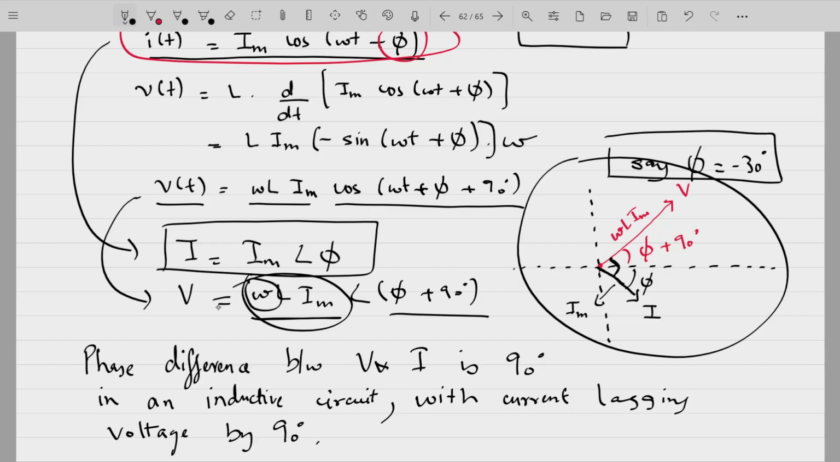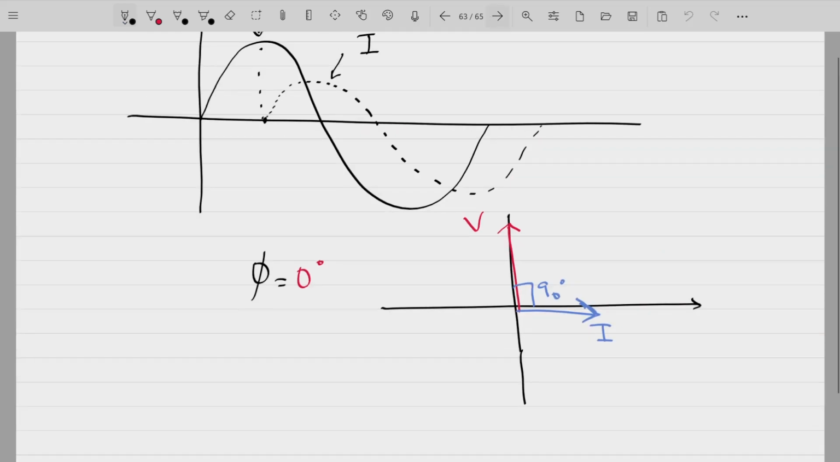Also you have to know that omega is getting multiplied here. The typical value of omega, as you know, is 2 pi into 50, that means 314, into whatever the value of L is, 1 millihenry or 10 millihenries or 100 millihenries. So this will still be greater than Im.